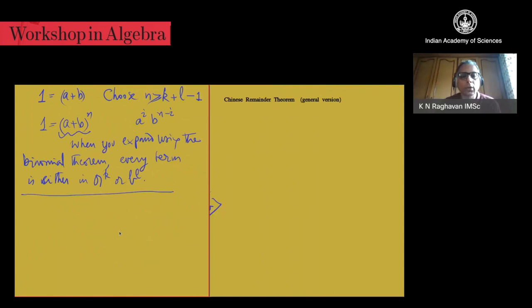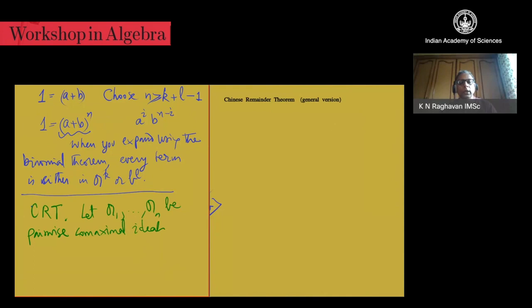Okay. So much for co-maximal ideals. So what is the statement of the Chinese remainder theorem? The Chinese remainder theorem says, let A1, A2, up to An be pairwise co-maximal ideals, that is, any two of them are co-maximal, in a commutative ring A with identity.